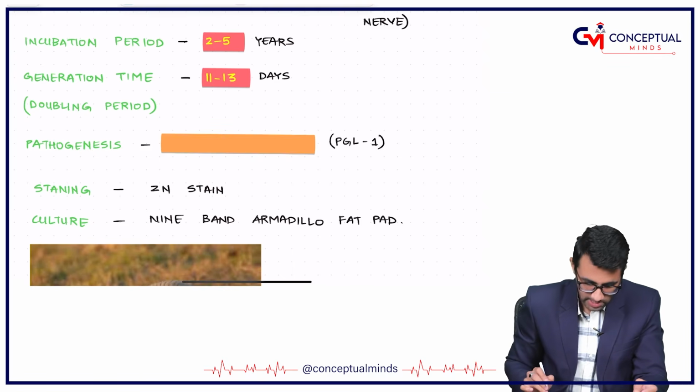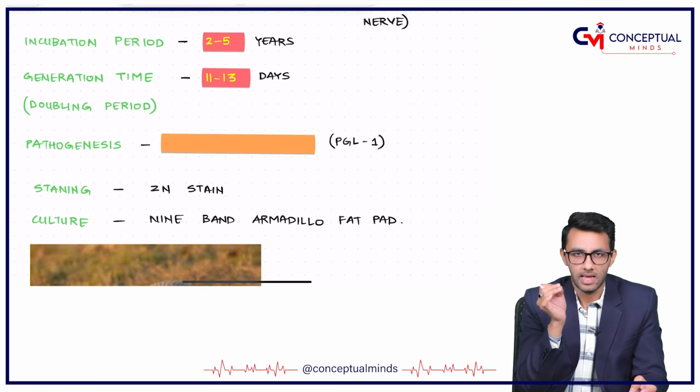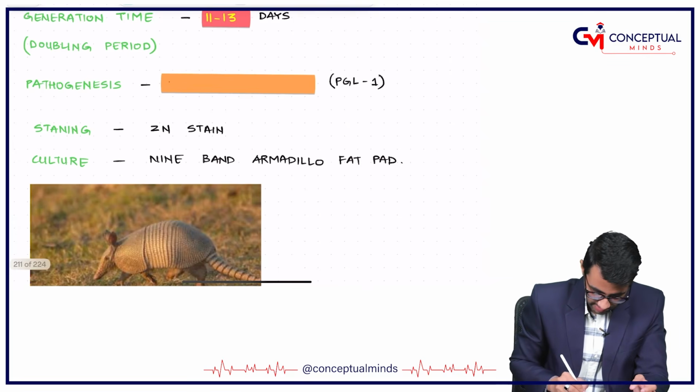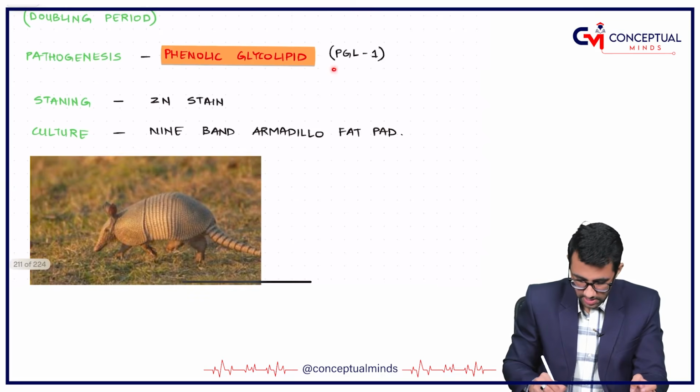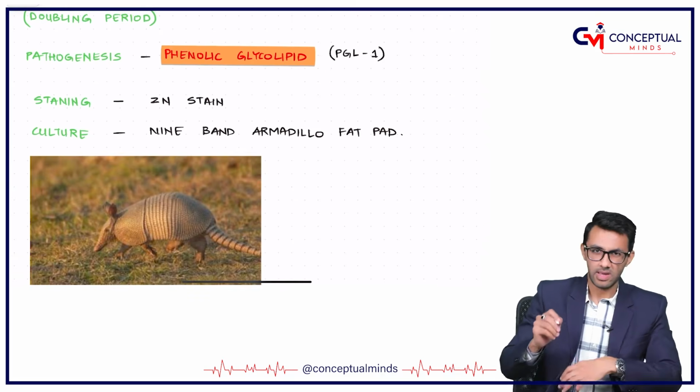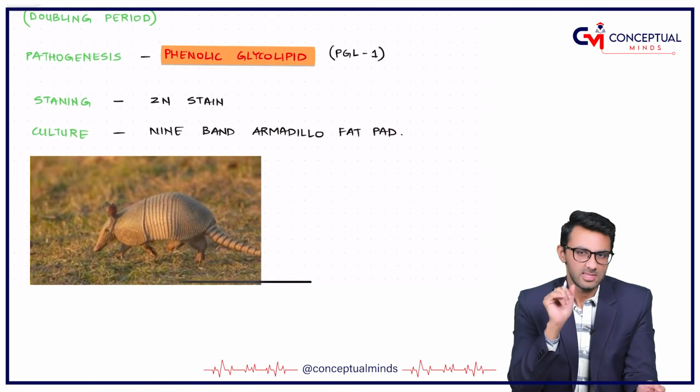Pathogenesis: this is the phenolic glycolipid, which is present on the bacillus, and the short form we use is PGL-1. And is it easy to culture this bacteria? The answer is no.